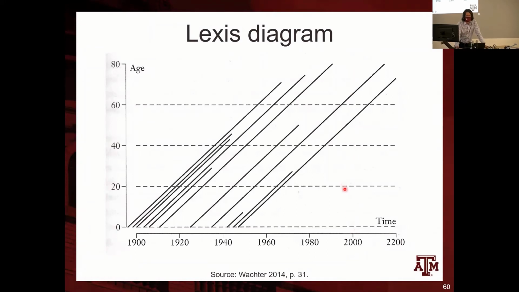Okay? How many people reached the age of 60? You draw a horizontal line here, crossing at age 60, and you have 5 people. How many people were alive in 1980? In this case here, 3 people.